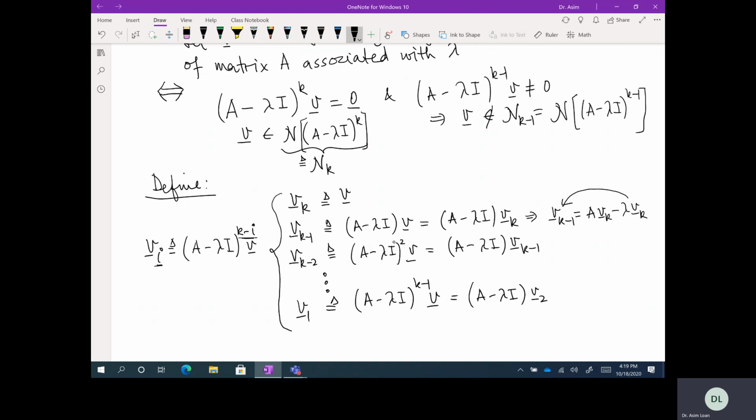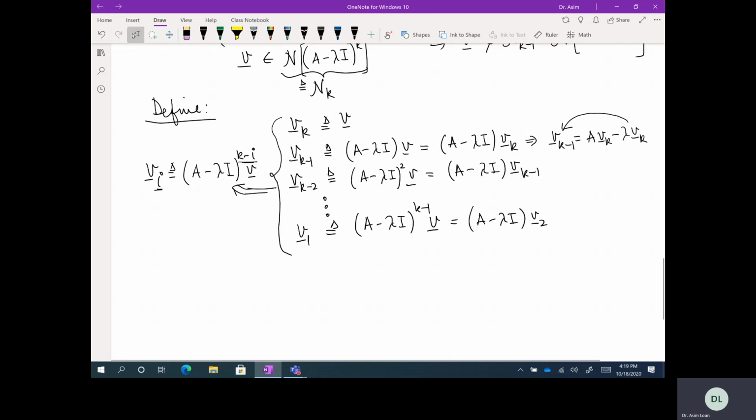So this 2 is actually K minus 2, because this is i, this is i, so this implies this one. Okay, so set of vectors. Let's define, this is a fancy way of saying the same thing that we said: A xi is equal to lambda i xi plus xi minus 1. So this is exactly the same thing. So A vk is equal to lambda vk plus vk minus 1.